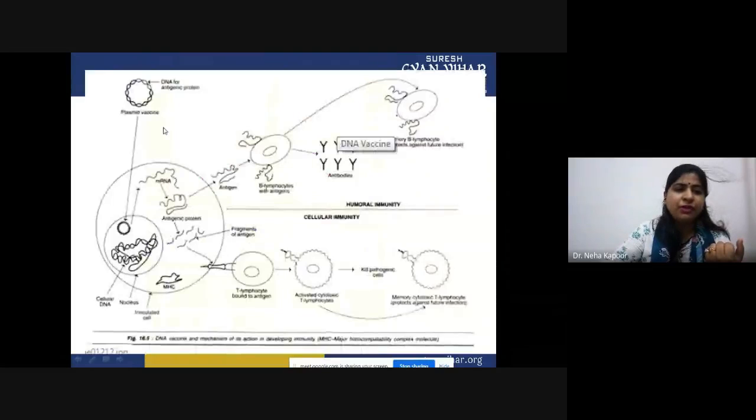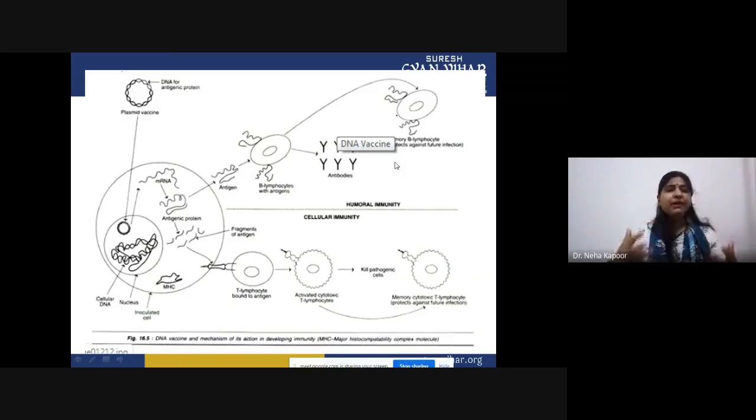This is the DNA for antigenic creation. That is the plasmid vaccine that is present inside this cell. It will start synthesizing messenger RNA, the antigenic protein would be produced, and it would be fragmented. After that, it would be presented onto the surface of MHC. Here, the MHC would be recognized by T lymphocytes and the response would be triggered. Or these proteins would be recognized by B lymphocytes, and B lymphocytes will start producing antibody against it.